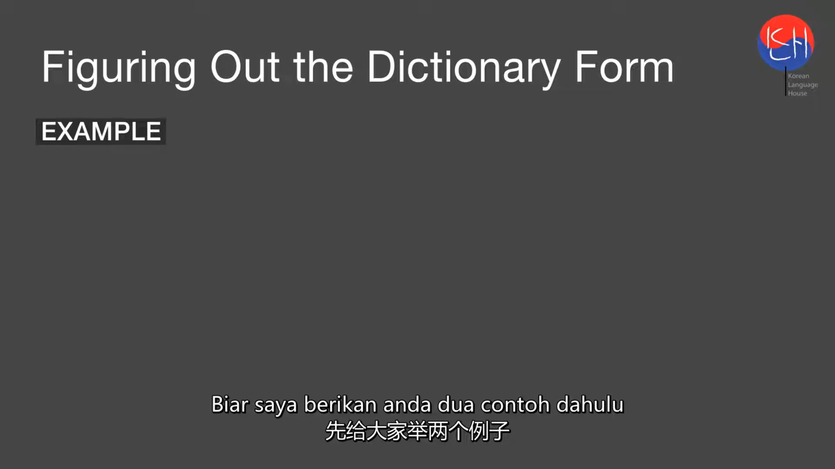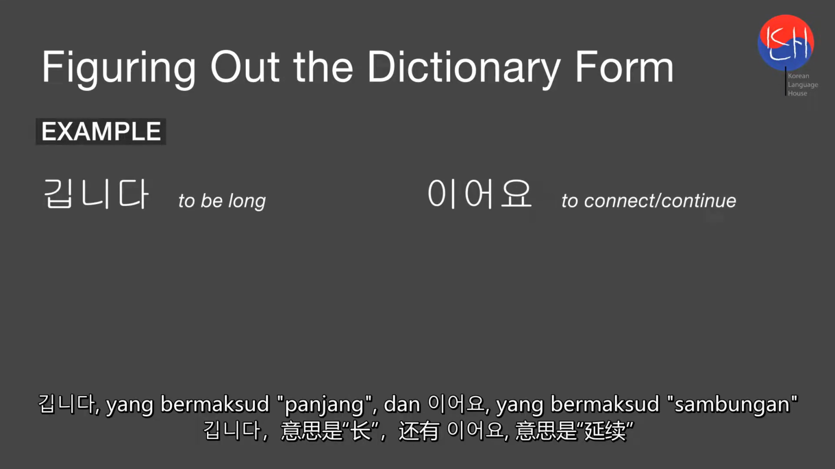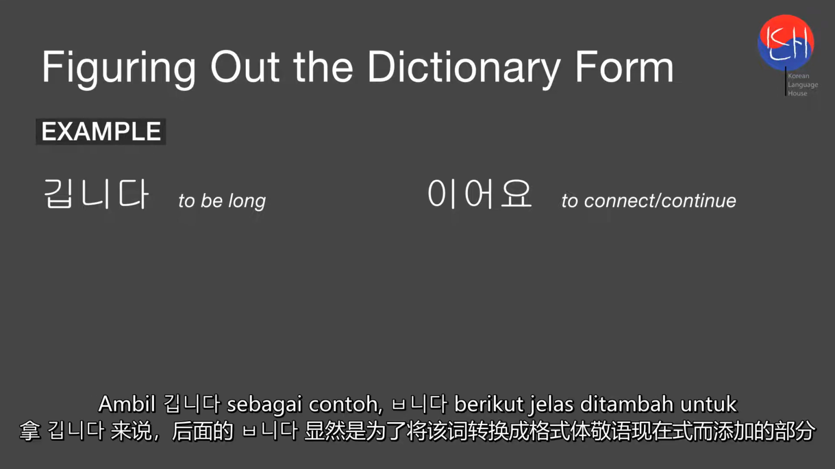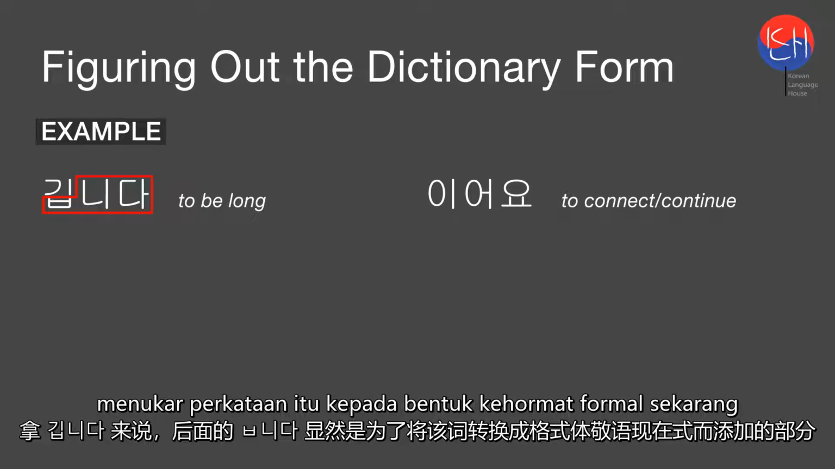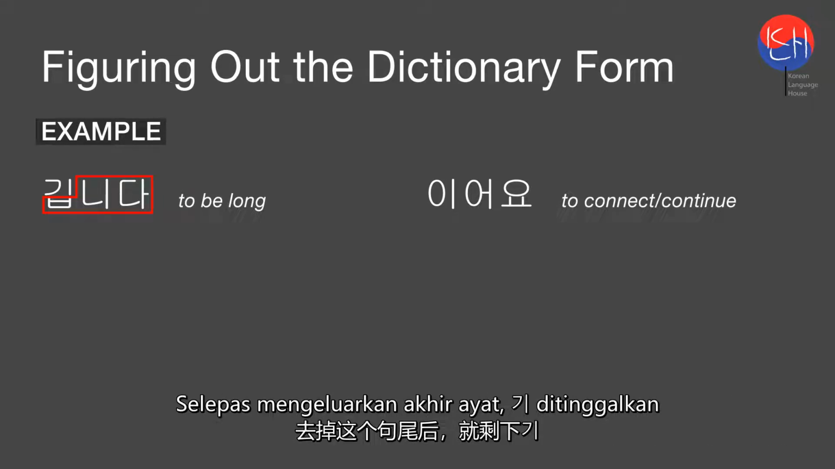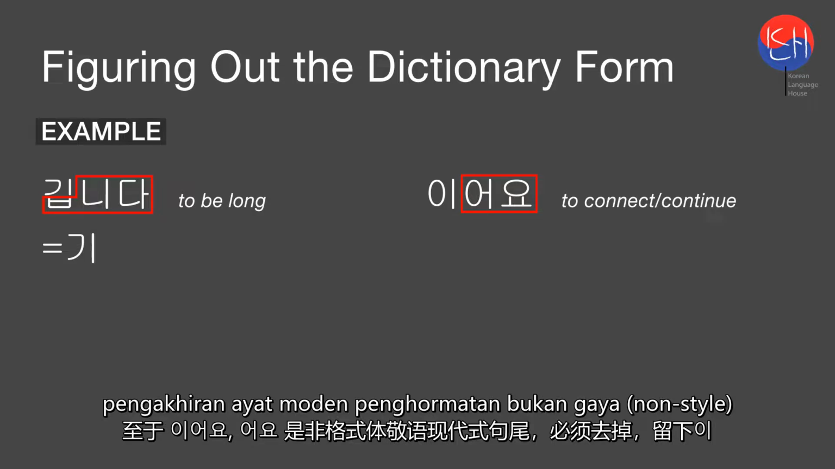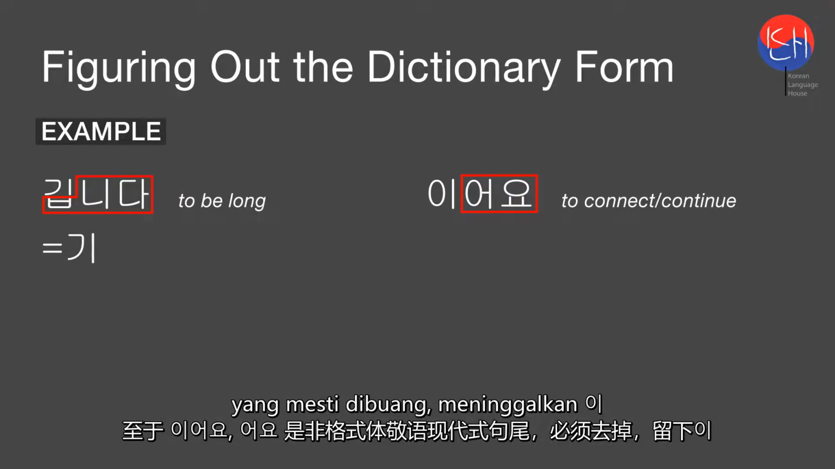We're going to start with these two examples. 깁니다, meaning long, and 이어요, which means to connect or to continue. Now, the first step is always to remove the conjugation. For 깁니다, it's obvious that 비읍니다 was added to conjugate the word to the formal polite present tense. And that's the part you need to remove. This leaves us with 기. For 이어요, it's 어요 that you need to remove, since it was added to conjugate the word to the informal polite present tense. This leaves us with 이.